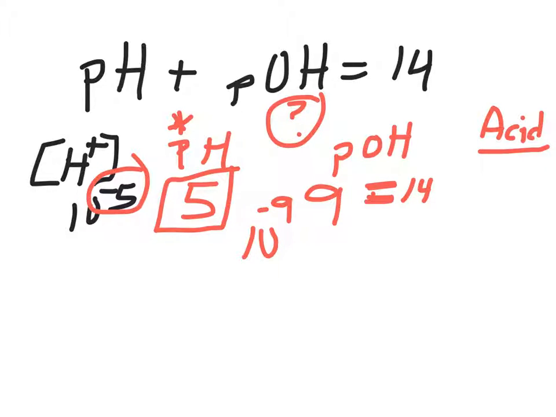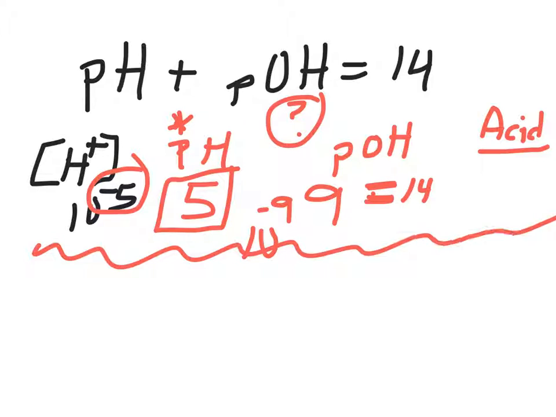For number 4, the pOH would be 12. And then this would be 10. So let's go ahead and do an example from your worksheet. That's number 4. So let's do number 4.